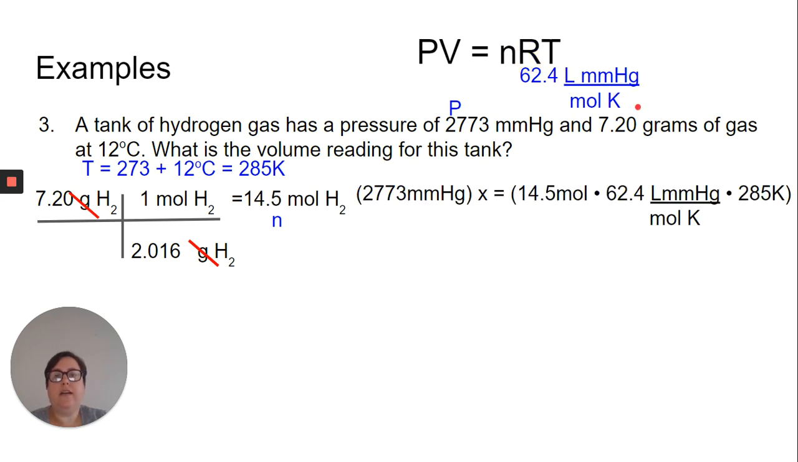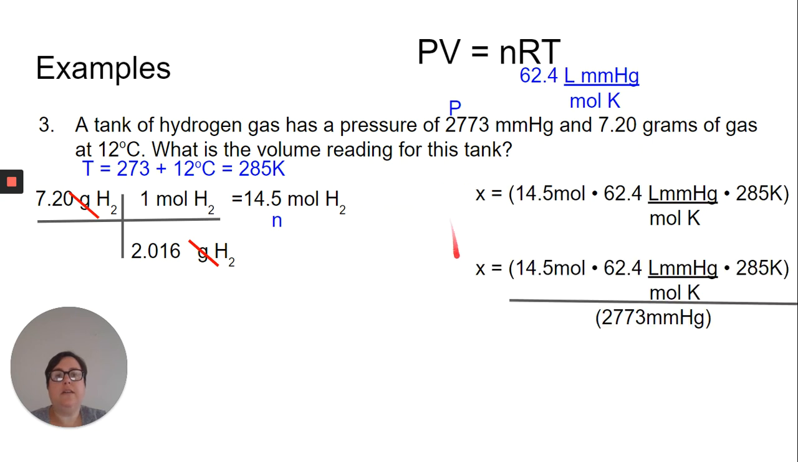So now we can plug in our numbers. We're solving for volume, which is on this side. So that means we're going to need to divide both sides by our pressure. And then we can cancel out our units. Mole over mole cancels, millimeters of mercury over millimeters of mercury cancel, Kelvin and Kelvin cancel. That leaves us with the liter as our unit for our answer. And so we have 93.0 liters.